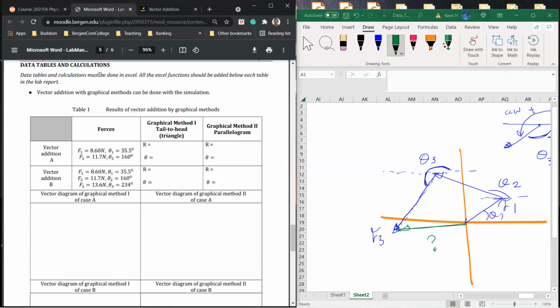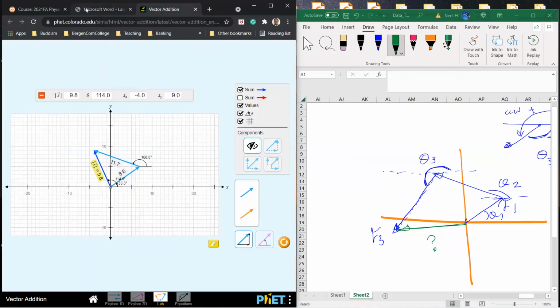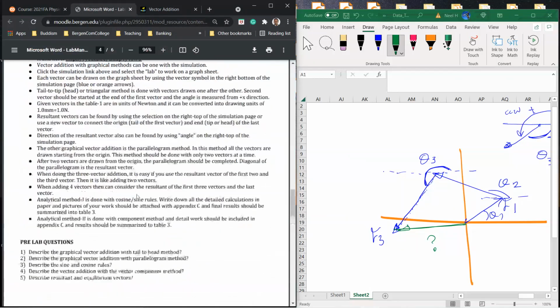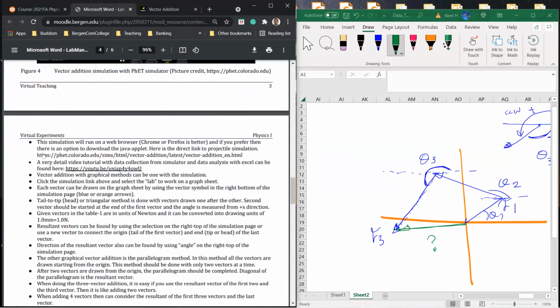Do you have any question? You can't find the simulator, this one? That's in your lab manual, page number 4, very top, right here. It says phet.colorado.edu. That's the simulator link.